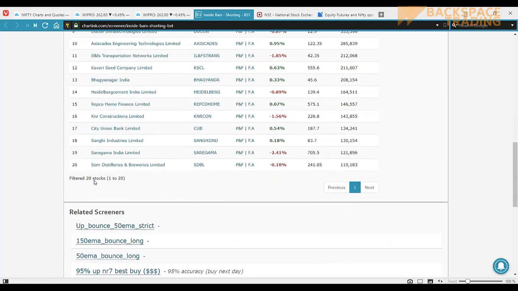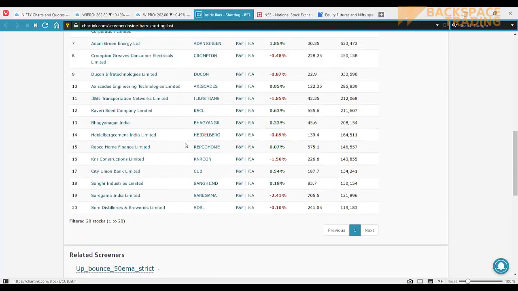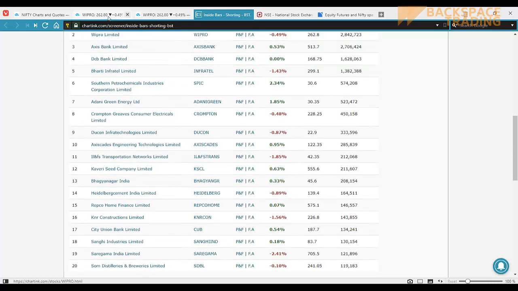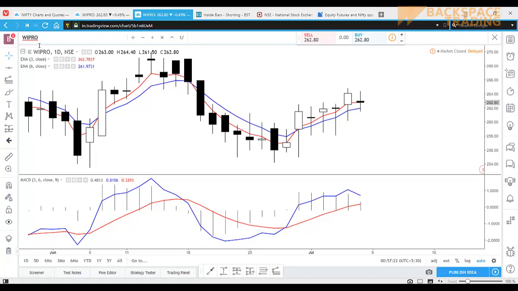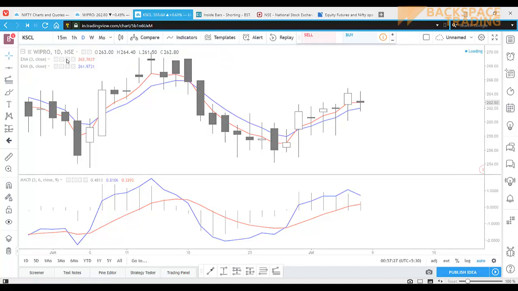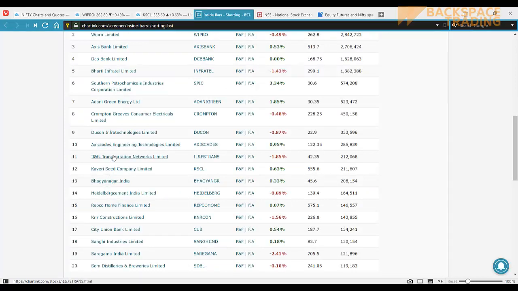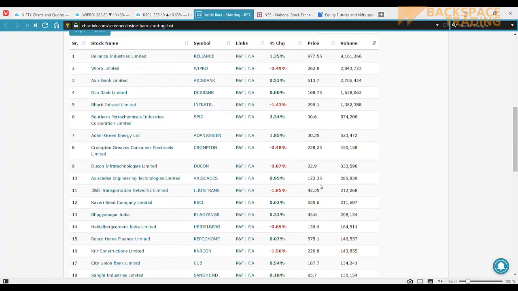Axis Bank, how many stocks do I have? Oh my god, 20 stocks. I don't need SOM because that is not needed. Sarigama not needed. Sangi not needed. Heidelberg not needed. Bhagyanagar, Kaveri Seeds, I will look. ILFS, yes. Ducon, no. These two, I will look into Kaveri Seeds. Let's see. KCL. Kaveri Seeds. Let's see. No, it doesn't work. Let's go to Axis, no. Duca, no. Crompton Greaves. Yeah, it is a good number.